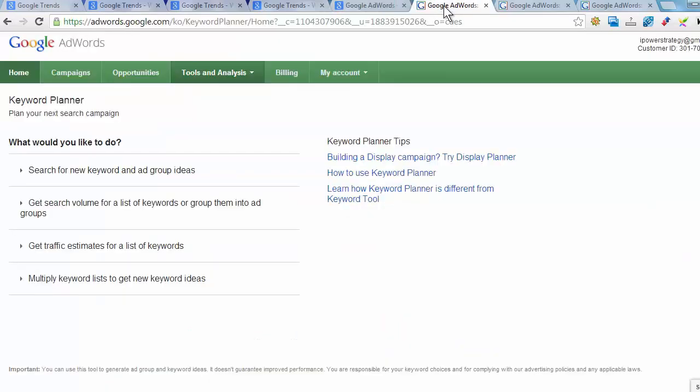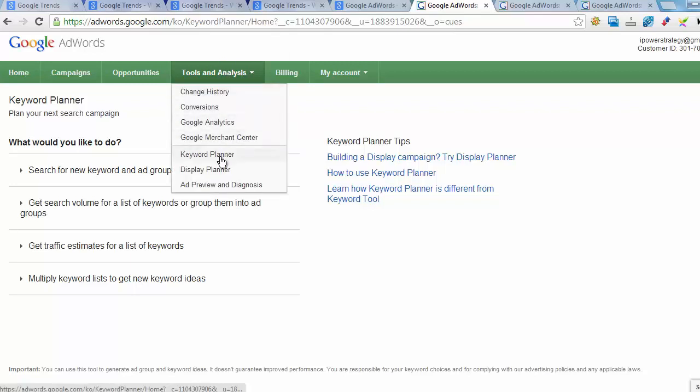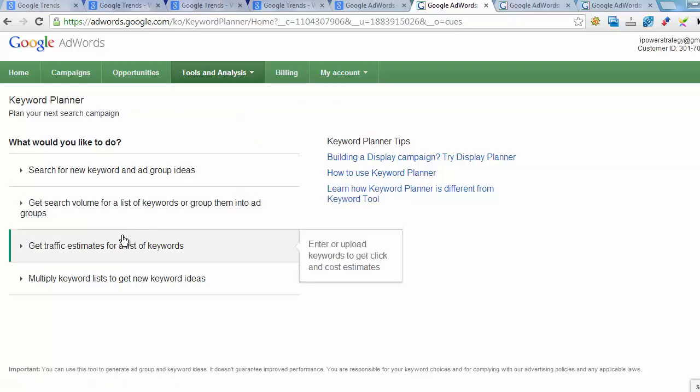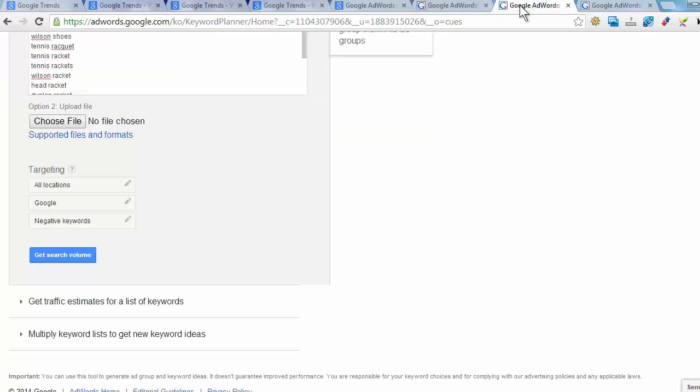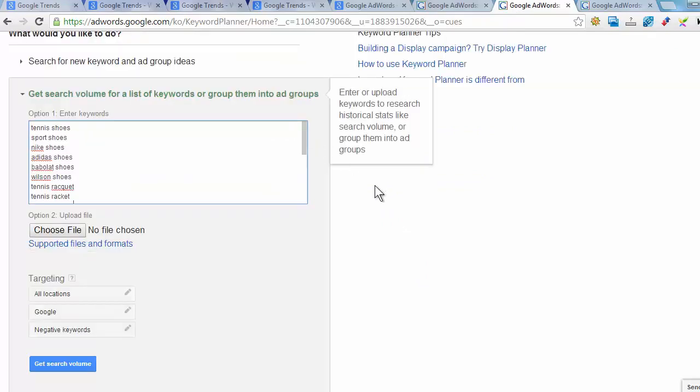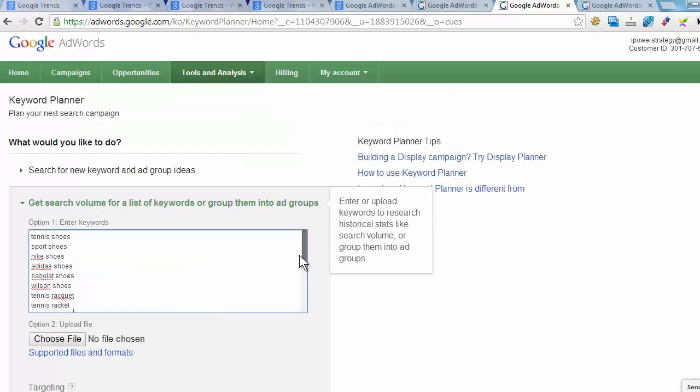So now I'm in my account, and I click on Tools and Analysis and choose Keyword Planner. That's where I'm right now. And now I'm going to choose the second one, Get search volume for a list of keywords. You can use any of these, but this one is really very useful for demonstration purposes. Once I click on that, I'm going to be given a search box.